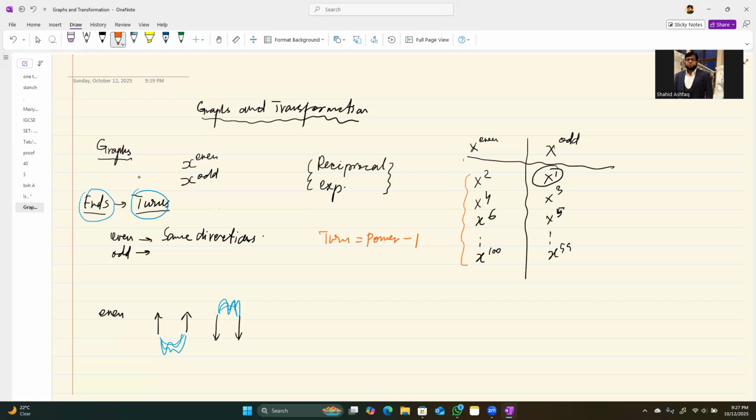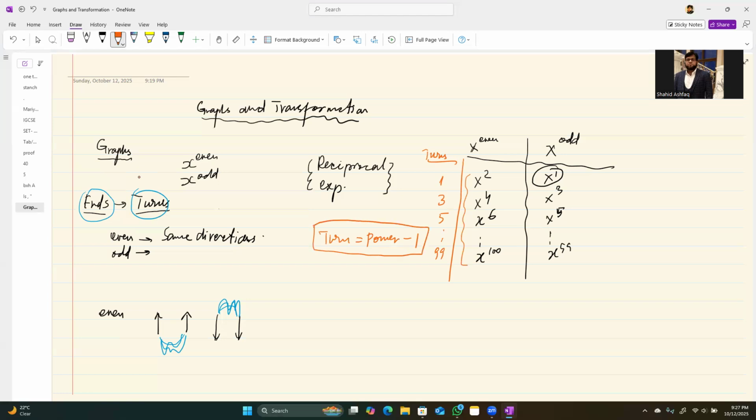So let's make a little chart about the turns. Which has how many turns? 2 minus 1 makes 1 turn. 4 minus 1 makes 3 turns. 6 minus 1 makes 5 turns. 100 minus 1 will make 99 turns. So we know very clearly.